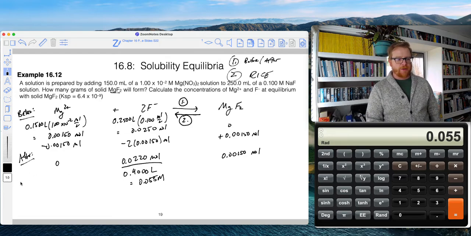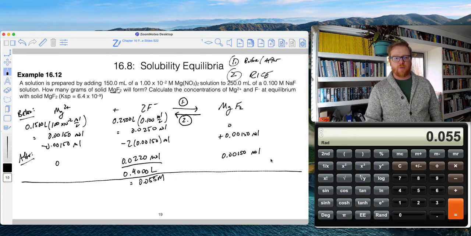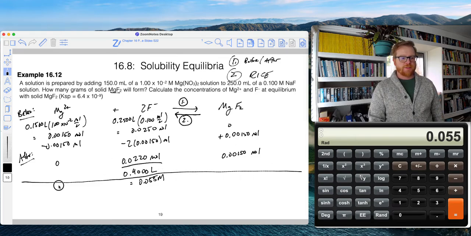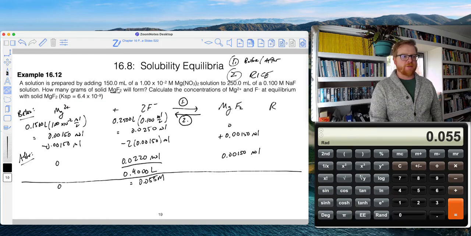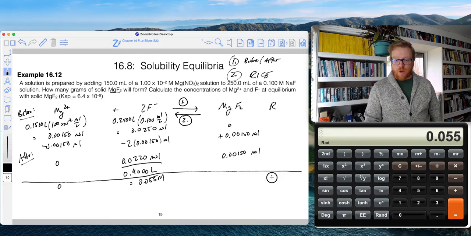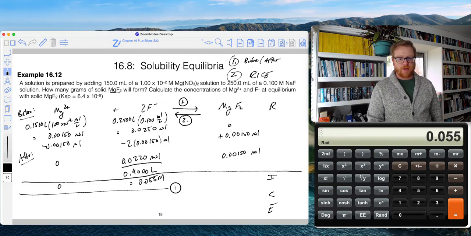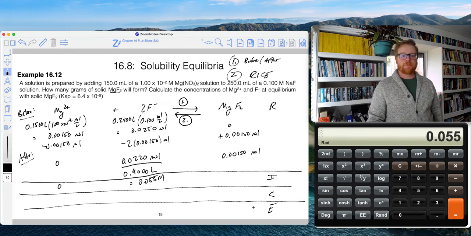And now I'm going to put another little line right here to signify we're doing a new calculation now. So this is now 0. And I'm going to write this kind of backwards, right? I want that I to be on the other side of the line. So this is now my initial, we're going to have a change, and then we're going to have an equilibrium, okay? Assuming that I left myself enough room.